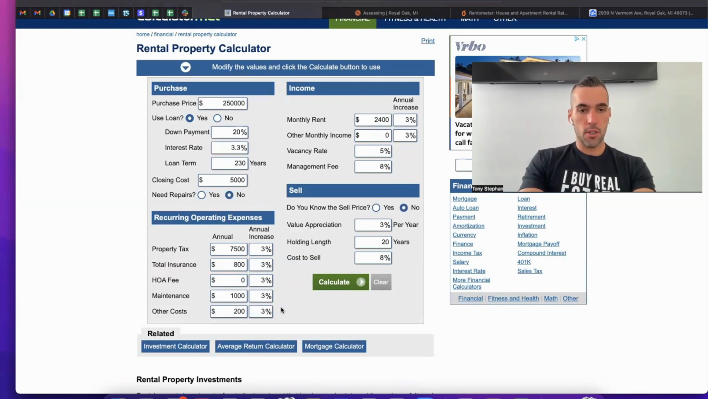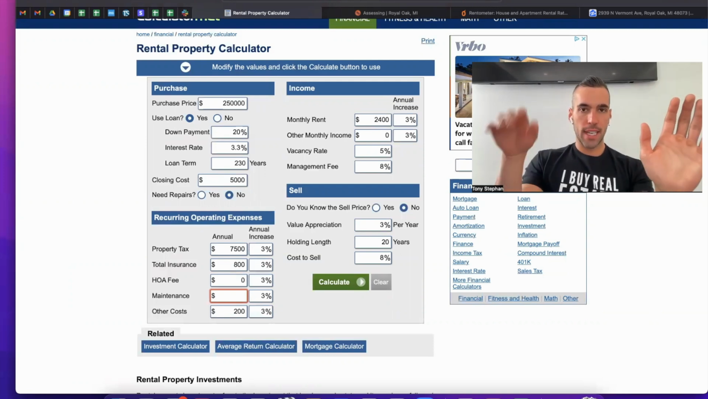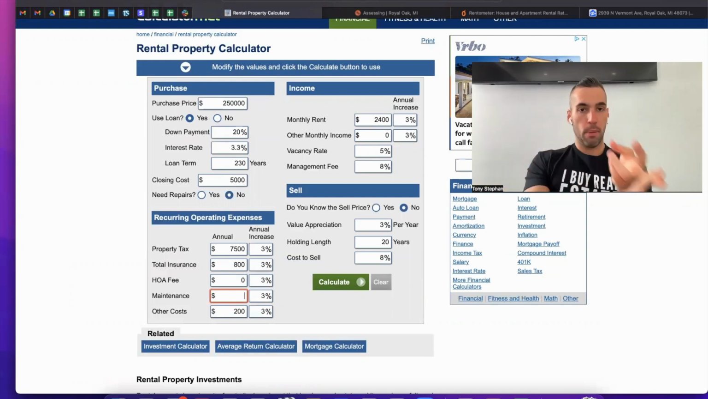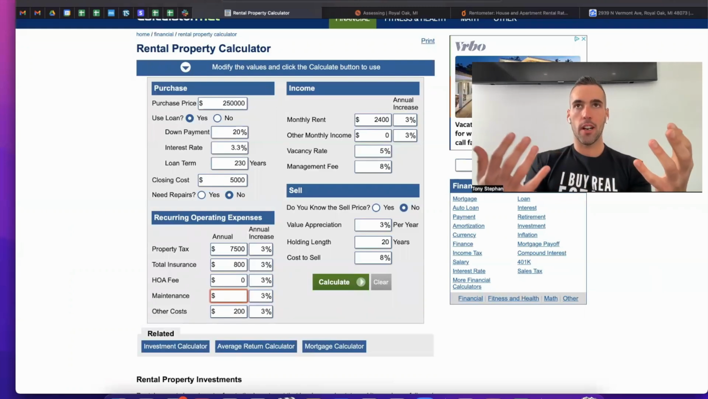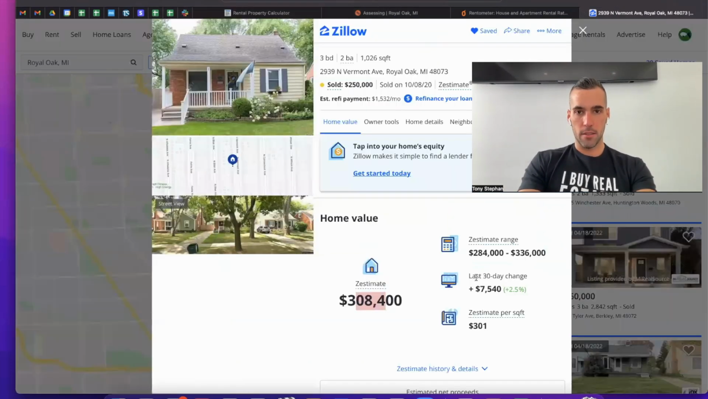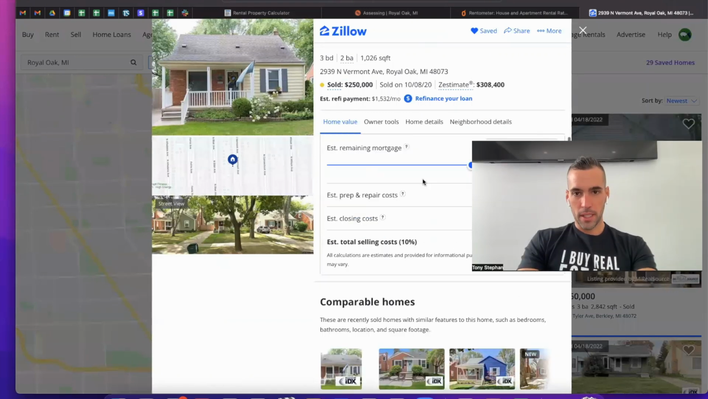HOA fee, we do not have an HOA. Maintenance. Get a property inspection. Look at the big ticket stuff. There's routine maintenance, and there's capital expenditures: roofs, basements, foundations, big ticket items that only occur every 5, 10, 15, 20 years. Routine maintenance, things break. This home was built in the 1950s, man. It's older than my dad.